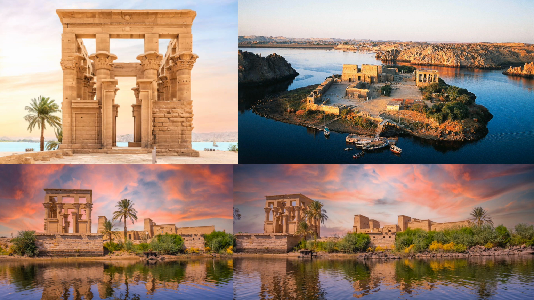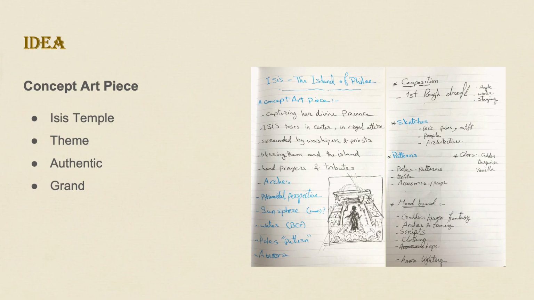And for this, I chose to go with the island of Fela. It lies in Upper Egypt, in the middle of the Nile, with amazing scenery and especially the breathtaking architecture of Isis Temple. So my idea was to create a concept art piece with Isis in the center, surrounded by worshippers and priests in front of her temple.